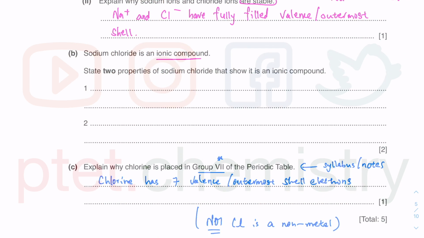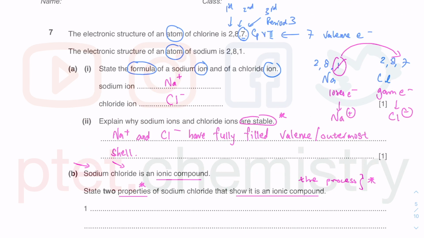So they told you that it's an ionic compound because you have a metal and a non-metal combined together. Now you got to give properties to show that it's an ionic compound. A lot of students get confused between the word properties and the process. The process involving metal and non-metal is the transfer of electrons from the metal to the non-metal. That is the process.